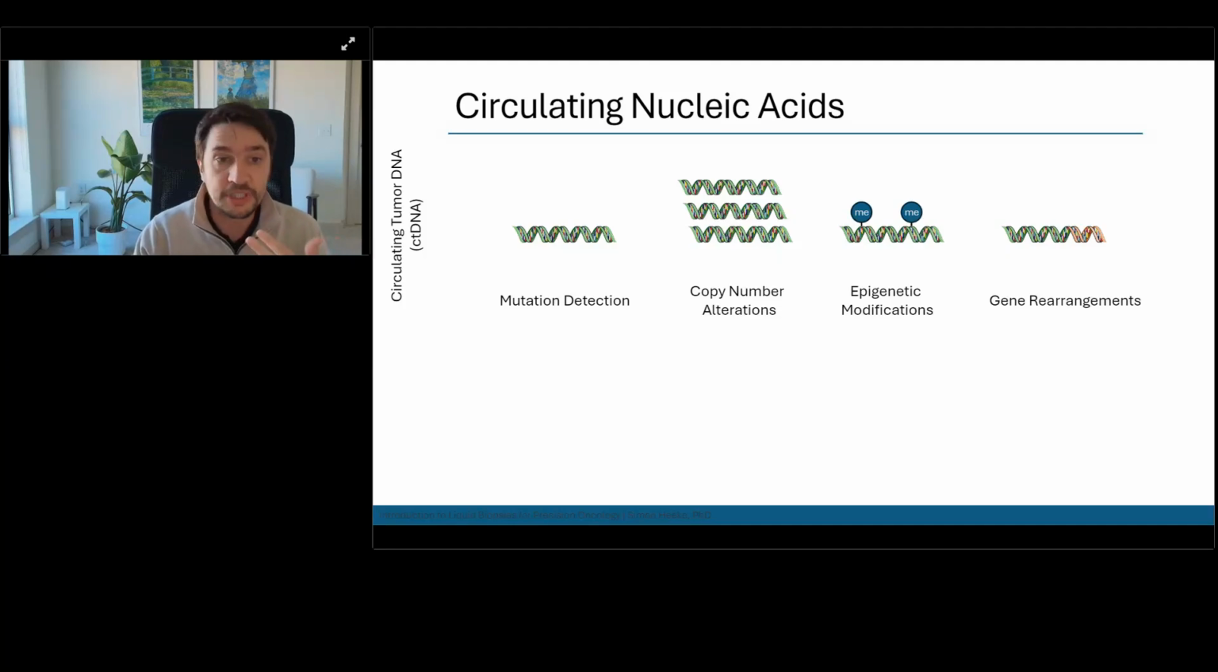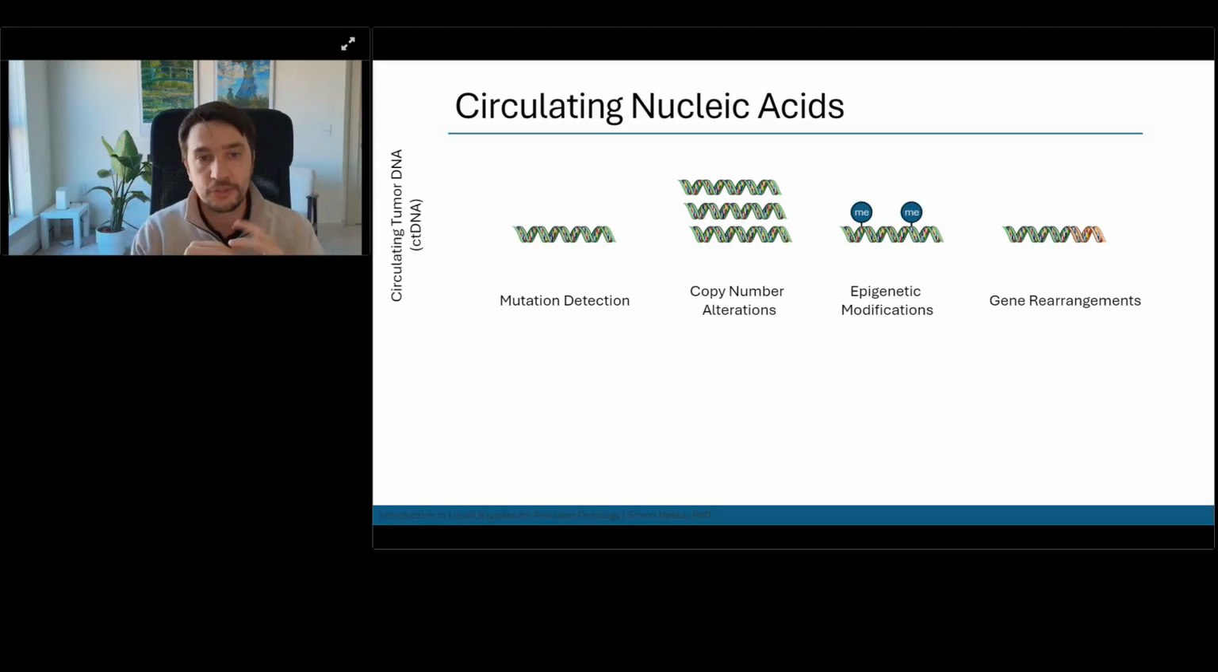We can use circulating tumor DNA for copy number alterations, for example, amplifications in the HER2 gene. But we can also use circulating tumor DNA to derive much more interesting signals, for example, from epigenetic modifications. So for example, DNA methylation, since this signal is really preserved in circulating tumor DNA.